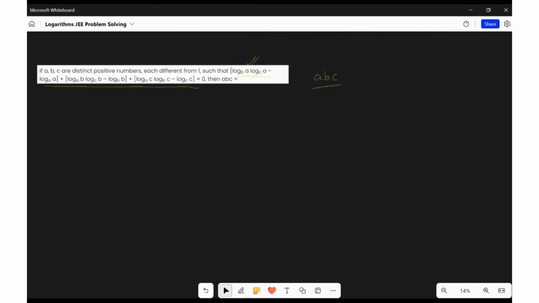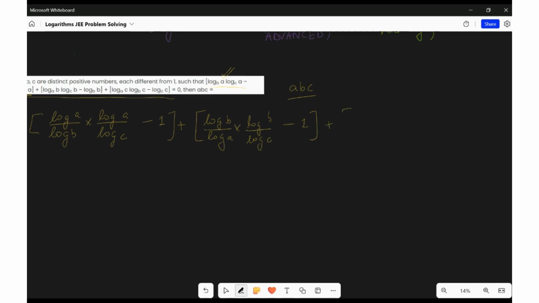Now we can write this as log a by log b into log a by log c, minus log a base a is just 1, minus 1, plus log b by log a into log b by log c, again log b base b is 1, minus 1, plus log c by log a multiplied by log c by log b, minus 1 is equal to 0.